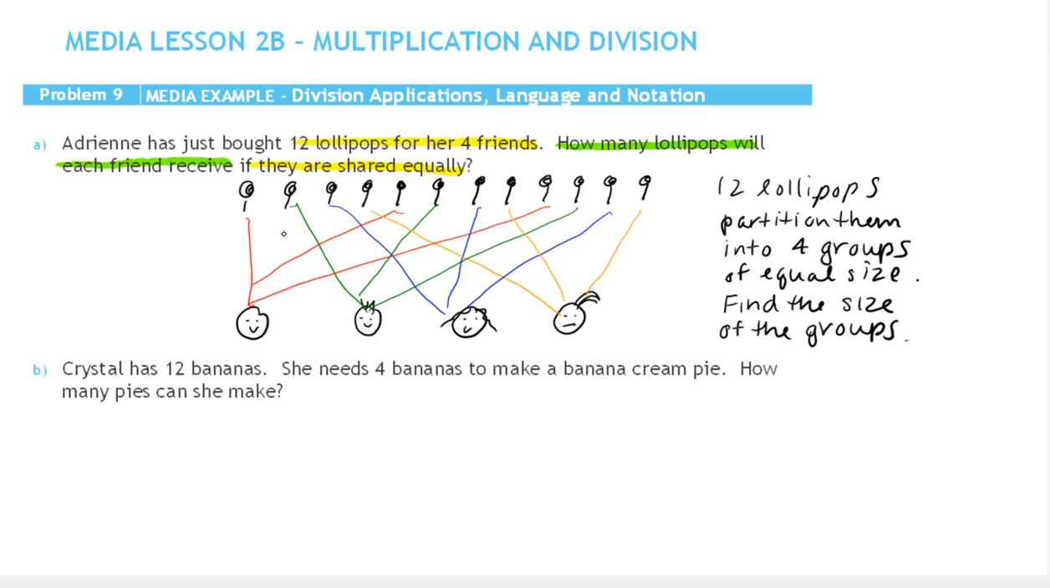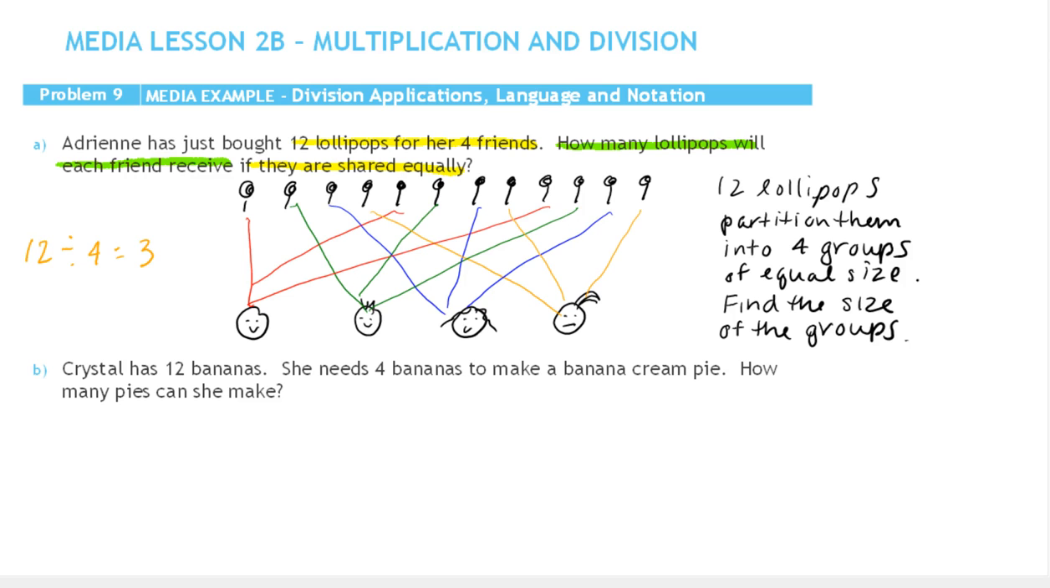So we're going to write this using division notation. 12 divided by 4 equals 3. So if we have 12 lollipops and we share them equally among the 4 friends, we're breaking 12 into, partitioning it into 4 equal groups. Each group will have size 3 lollipops. Let's look at the next one.